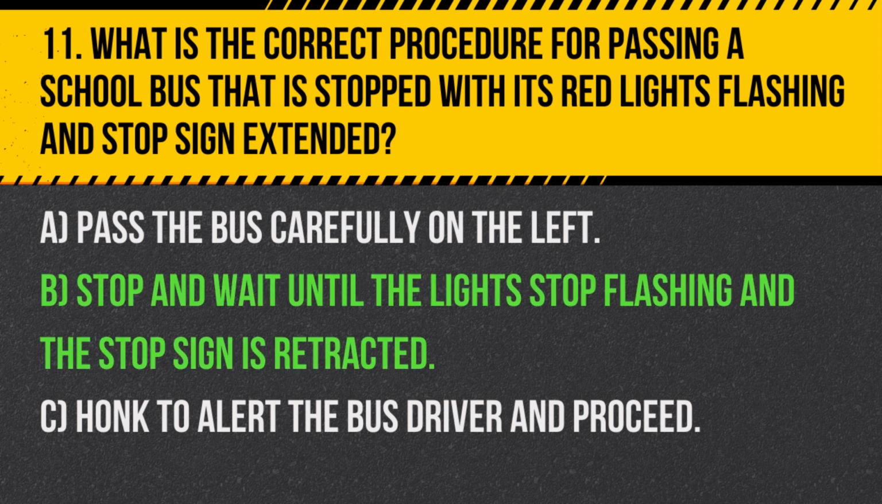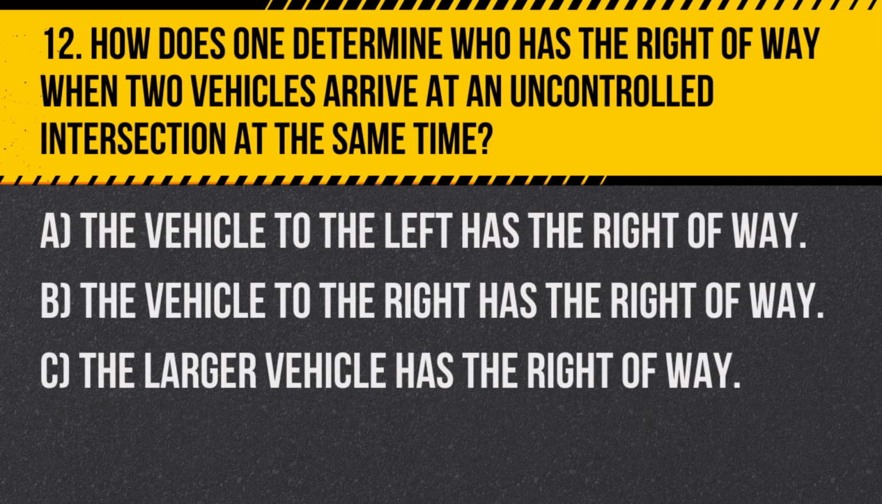Answer: B. Stop and wait until the lights stop flashing and the stop sign is retracted. State laws require drivers to stop for school buses when they are loading or unloading passengers for the safety of children. Question 12. How does one determine who has the right of way when two vehicles arrive at an uncontrolled intersection at the same time?